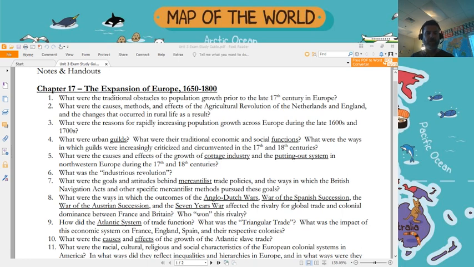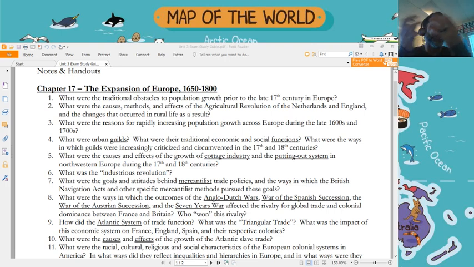So, number 4, what were urban guilds? What were their traditional economic and social functions? What were the ways in which guilds were increasingly criticized and circumvented in the 17th and 18th centuries? So guilds were, starting in the Middle Ages, trade and social associations among people who were all in the same trade, the same job.